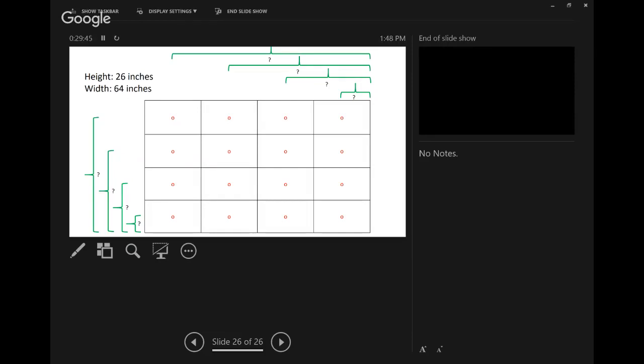Maybe we could have sort of half of you work on the height dimensions and the other half on the length dimensions.